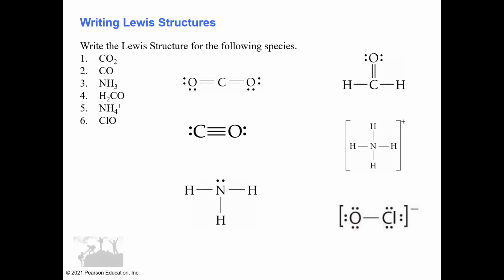Here are the Lewis structures for this set. It's okay if you got some of these wrong. Again, practice is really important here. So I'll show you how to draw out carbon dioxide and the ammonium ion. If you got any of these wrong, try again. At least now you have an idea of what the answer should be, but start from the beginning.